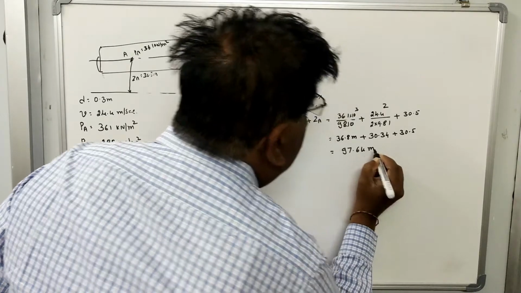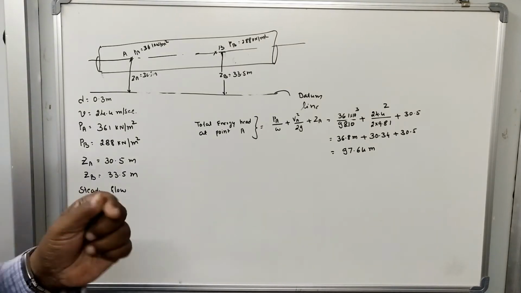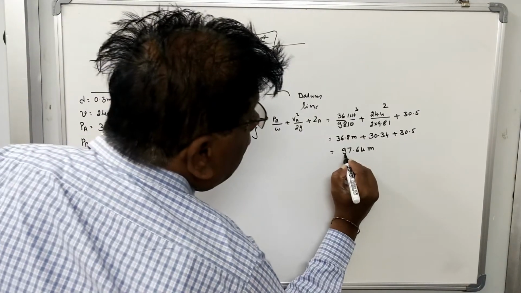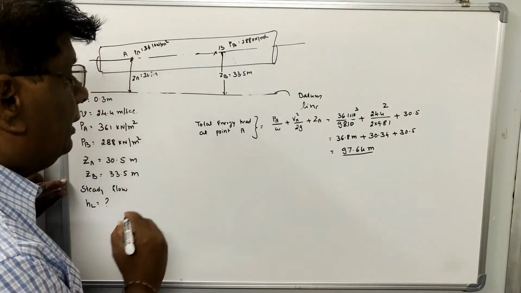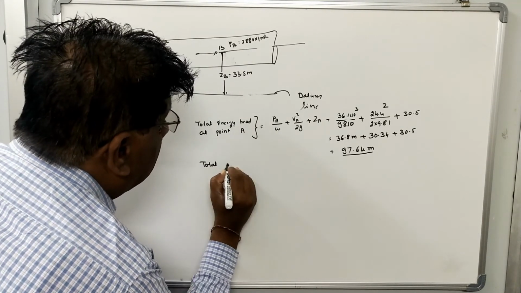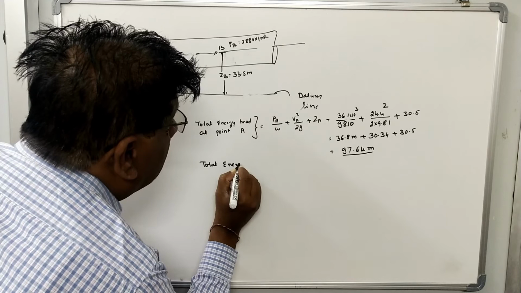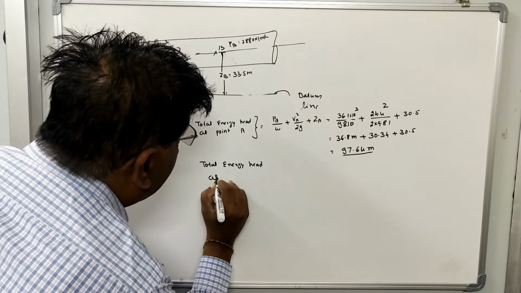97.64 meter. Please, if you have calculators, calculate these numerical values. Okay, then this is the total energy head possessed by the water at point A. Now you calculate the total energy head at point B.